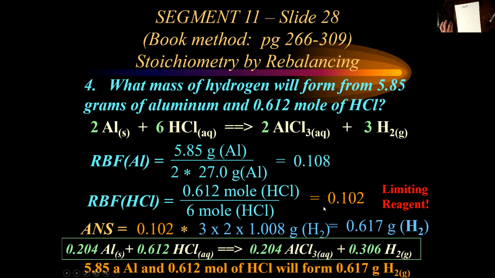Now, like I said, I know how much aluminum got used, 0.204. So 0.204 times 27, that's how many grams of aluminum I will use. If I subtract that from the 5.85, that's how much aluminum is left over. Sometimes they'll give a problem like that and think that made it a lot harder because now you've got to figure out how much of the excess reagent got used. Well, it's not harder for us. We got it when we multiplied by 0.102. We got the amount of aluminum that was used, and we just subtract that from what we started with, and that's how much is left over.